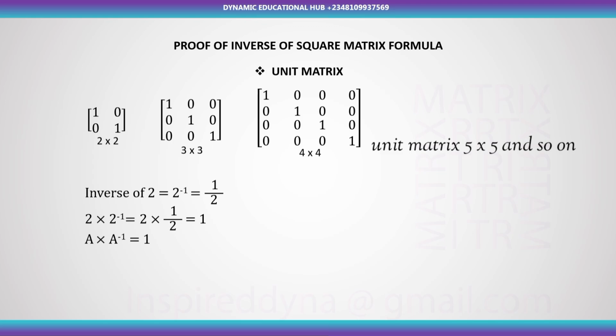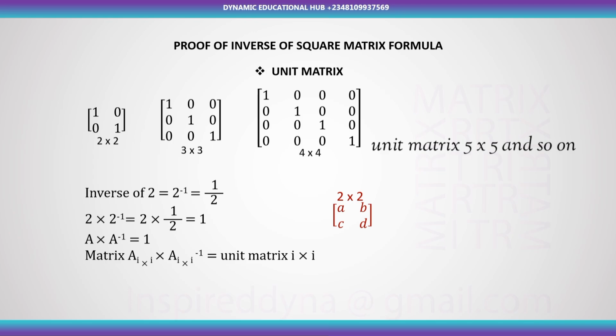Now which means that if you have a matrix, when you multiply it with its inverse, you are going to get a unit matrix. So A multiplied by A inverse is going to get 1. The same thing for a matrix A of order I by I, when you multiply it by the inverse of that same matrix, which is also of order I by I, you are going to get a unit matrix of order I by I. So this is the foundation of our proving and derivation.